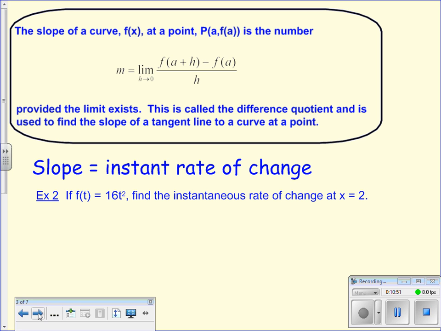So what were we doing? We were taking the points and moving them closer and closer to 0. Right? That's what I was talking about. H is the distance between those 2 points.